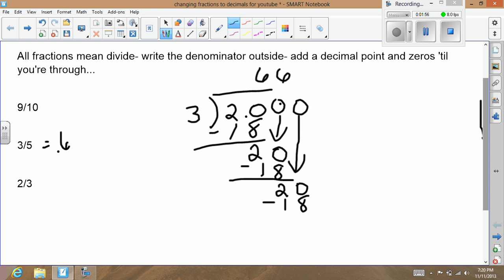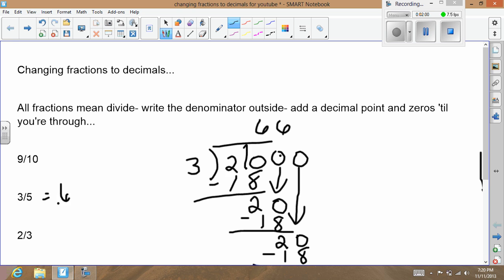And what's happening here is I'm getting a pattern. So I continually get 6's. So what I do is I write that down. So I write 0.6. But to show that this 0.6 is different from this 0.6, I'm going to put a bar over this 6. And what that means is that all the numbers following this number are 6's. Whereas in this example, all the numbers following this 6 are 0's.